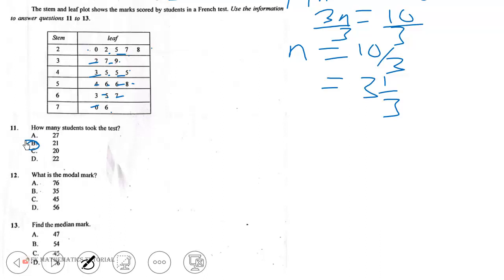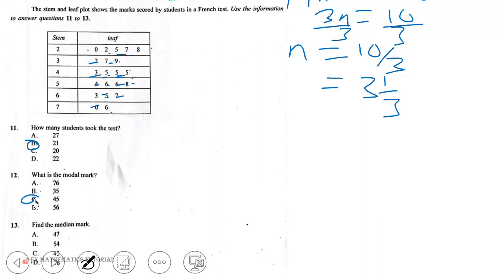What is the modal mark? The modal mark. So we have 5, 5, 5. So 3 of the 5s here. So that means 45. So we have 3 of the 45s. So that will be option C.